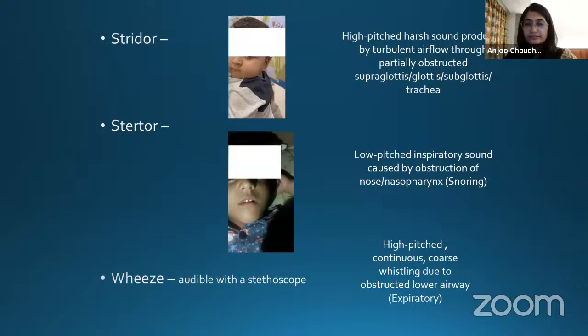So, stridor is typically this kind of sound. It's a high-pitched, harsh, inspiratory sound presenting when children have obstruction at the laryngeal level. Snoring or stutter, we all know, we have seen many children around us with snoring. It will be the sound of the palate fluttering. And wheeze is audible with a stethoscope, a high-pitched, continuous, coarse whistling sound because of an expiratory lower airway obstruction.